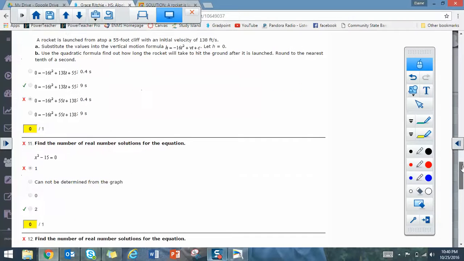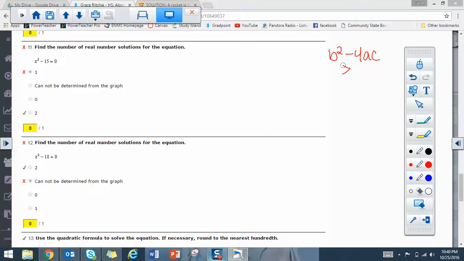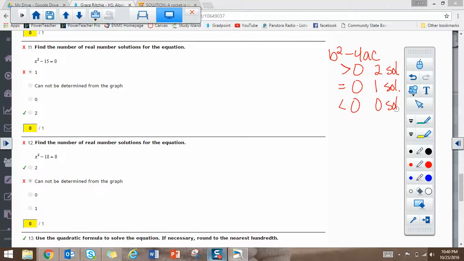Okay, here's another example where we're finding the number of solutions, actually 2 of them in a row. So let's do a reminder. If b squared minus 4ac is greater than 0, you have 2 solutions. If it's equal to 0, you have 1 solution. And if it's less than 0, you have no solutions. And maybe you want to write this down in your notebook.